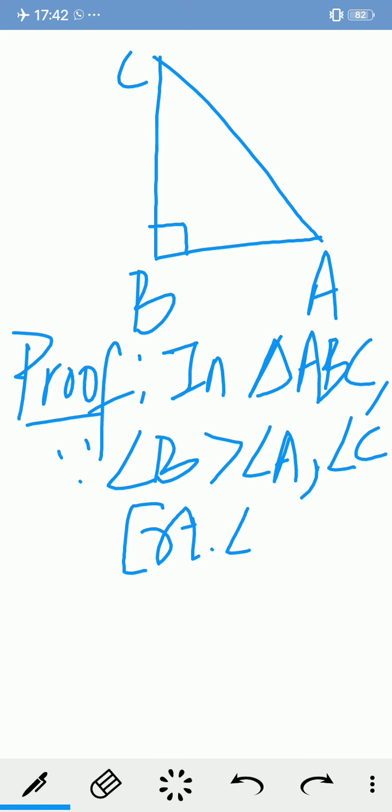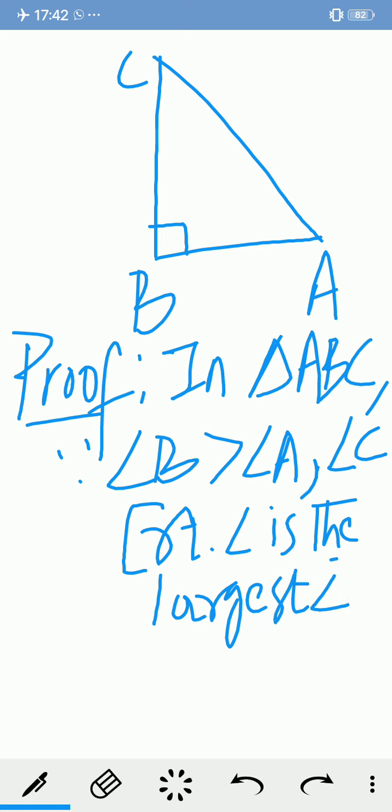Reason we can write: right angle is the largest angle. So that's the reason why we said that angle B is greater than angle A as well as angle C. Now, having said that, if angle B is greater than angle C, that means the side opposite to angle B is also greater than the side opposite to angle C. In that case, if you observe carefully, the side opposite to angle B is this side. That means this is greater than the side opposite to angle A, and that is BC, this one.